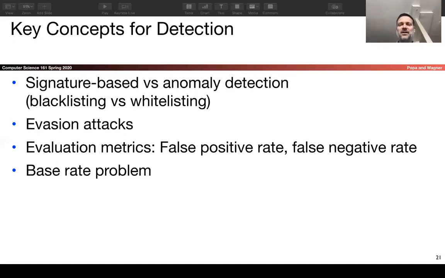Okay, so that's the parallel between blacklisting and signature-based detection. And it has all of the benefits and downsides of blacklisting. Like blacklisting tends to have a very low false positive rate, but can miss many attacks. And the same is true of signature-based detection.